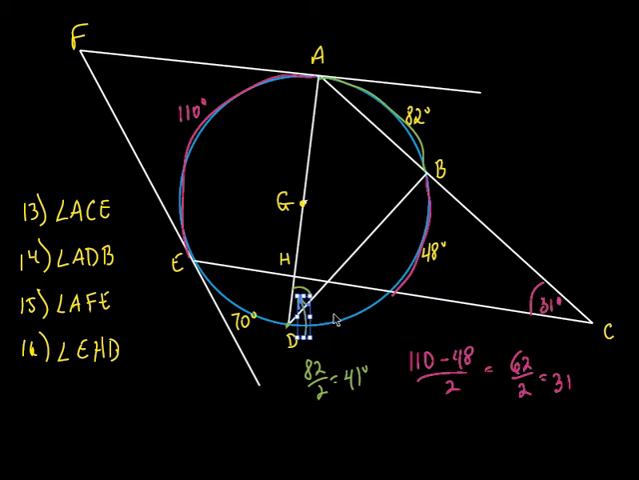Let's get rid of the arrow and we'll put the angle right here. 41. Okay, can you read that? It's kind of skinny. All right, let's keep going.